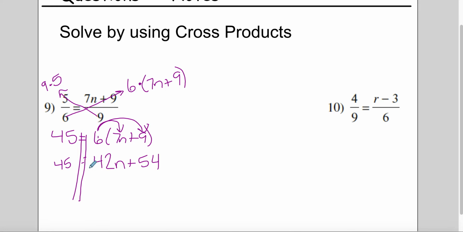It's like doing PEMDAS backwards, so I need to get rid of this guy first. Notice this is a positive 54, so to get rid of it, I need to make it a negative 54. And whatever I do to one side, I need to do to the other. On the right-hand side, all that I have left is a 42n. And on the left-hand side, all I have left is a negative 9.